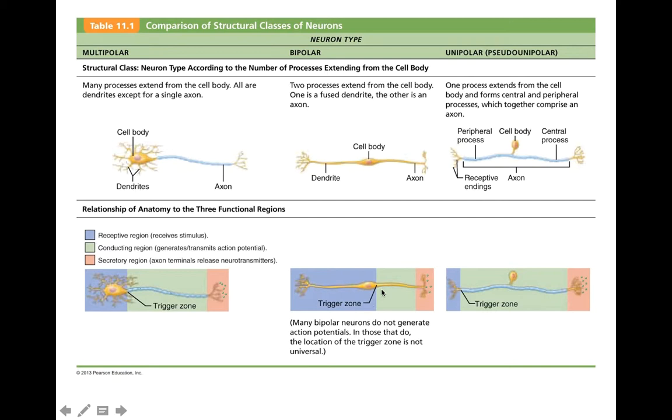Bipolar, if they have a trigger zone, is going to be right at the base of the axon. And then unipolar is the one that's a little bit different. The trigger zone is right next to the input zone, and this entire thing is actually an axon. Okay, so this one's a little bit different.